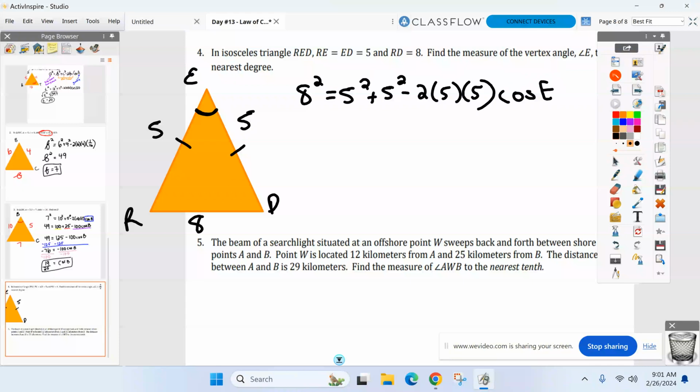All right, same thing as last problem now. Let's get cosine E by itself. I need to know what the ratio is before you do the shift button. What's the cosine ratio for angle E? So here we go. 64 equals 25 plus 25 minus 50.